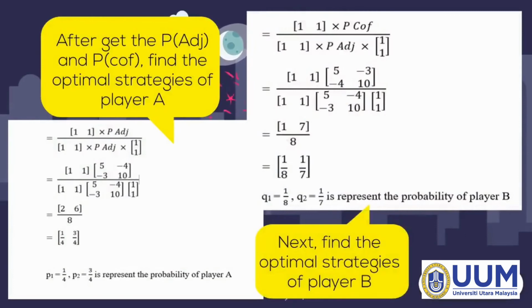For player B, the formula that I use is the value 1 and 1 in a row matrix multiplied by the cofactor of P, then divided by the value 1 and 1 in a row matrix multiplied by the adjoint of P multiplied by the value 1 and 1 in a column matrix. After calculation, the answer will be the value 1/8 and 1/7 in a row matrix. It represents the probability of player B.